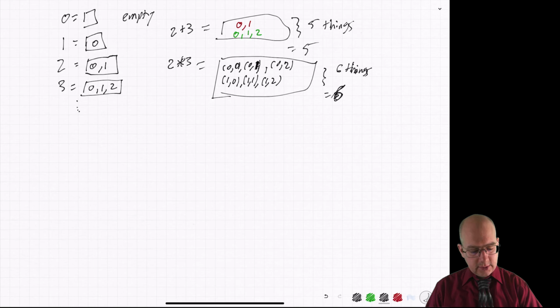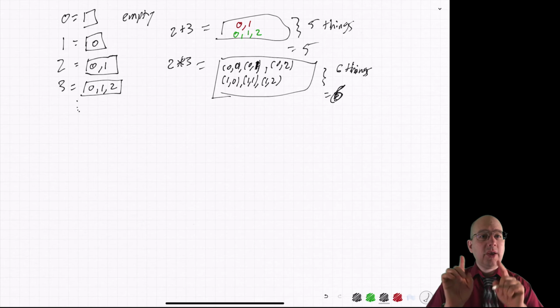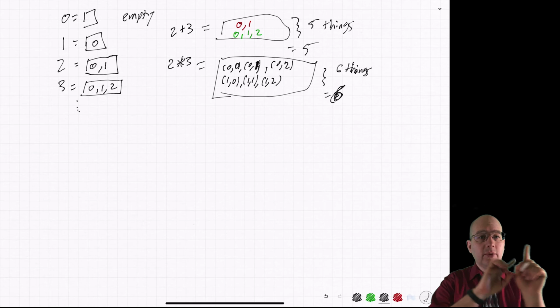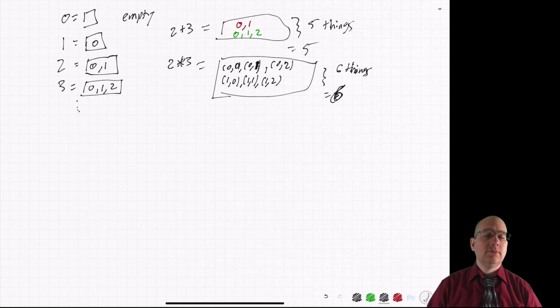That's equal to 6. So I just paired all the elements in there together, boom, boom, and counted. So that's multiplication. And again, is 2 times 3 the same as 3 times 2? Yes. If you had 4 times 2, which is 8, is that the same as 2 times 2 times 2? Yes.